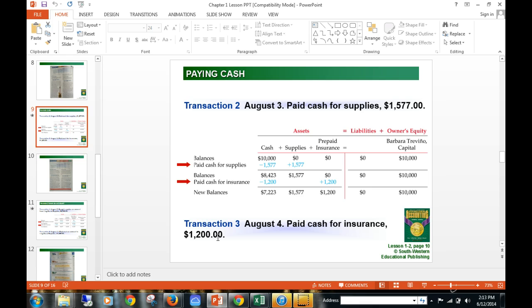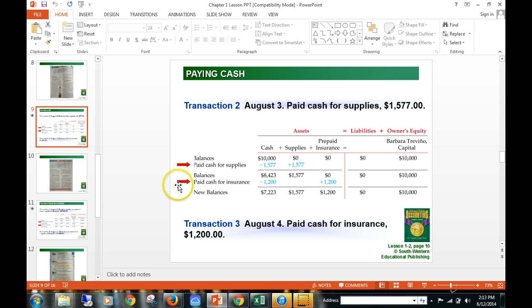Now, again, insurance might be monthly, it might be yearly, it might be every 6 months. It depends on what insurance coverage you buy. So we have our balance of cash, which was $10,000 minus the $1,577. So we have our balance here. We have a new balance in supplies of this. We have zero balance, and we still have that $10,000 balance in owner's equity.